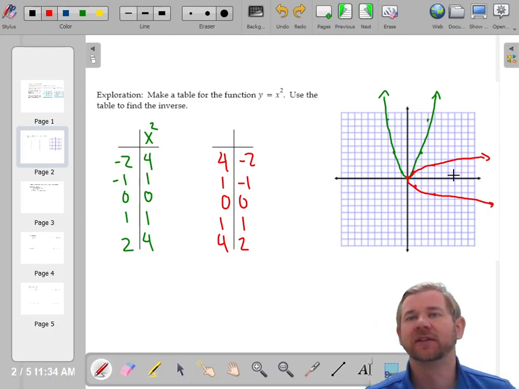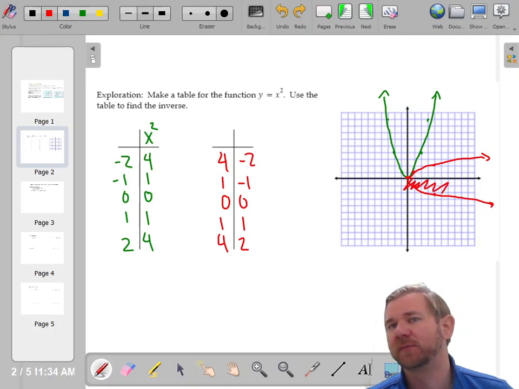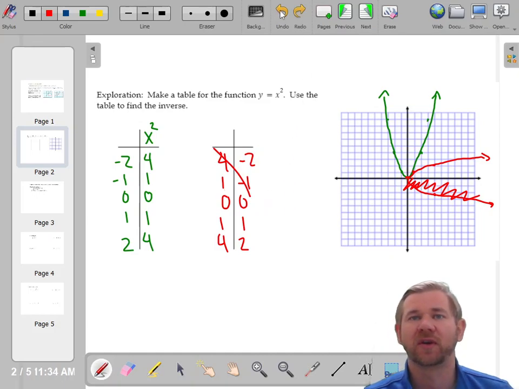And what we're going to do is actually look at this, and you might realize that if you get rid of this part, if you ignore those guys, this is the square root of x. So a parabola, half of a parabola is a radical.